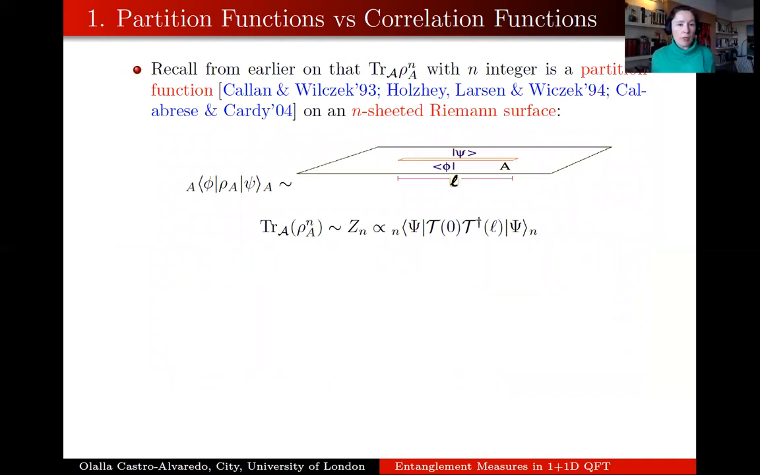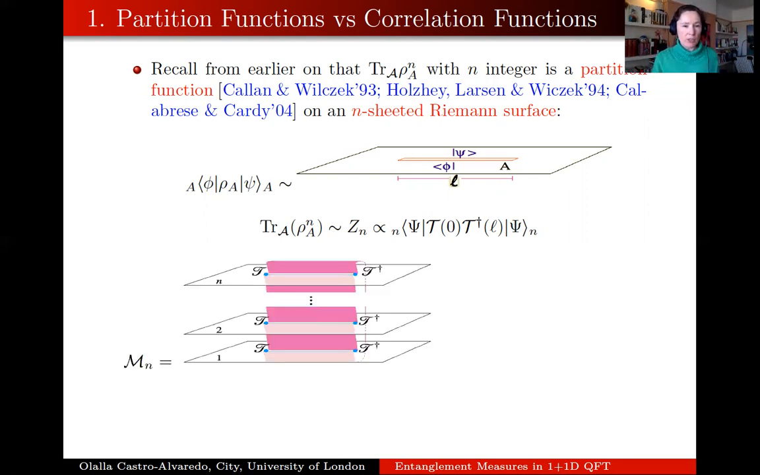So we still have a trace of rho to the n, which is a partition function. But what we have realized eventually is that this partition function can also be written as a two-point function of two specific fields. And this field T is what I call a branch point twist field. T dagger is its conjugate. And these fields are acting on a state phi, which is the state of the quantum system. And phi n means that this is the state not of the quantum system we started with, but of a replica version of that system, which consists of n non-interacting copies of the theory.